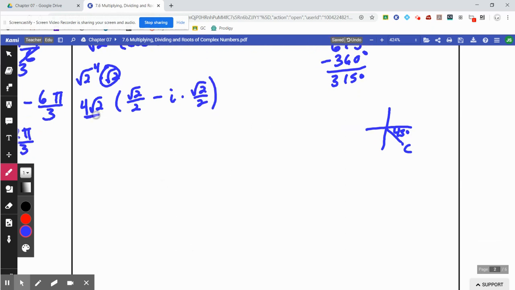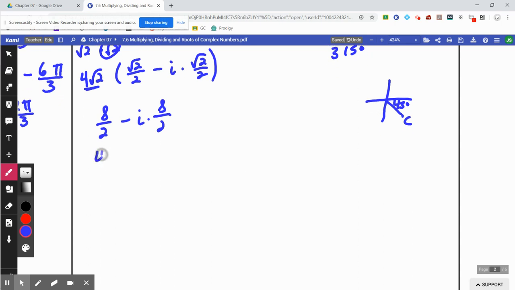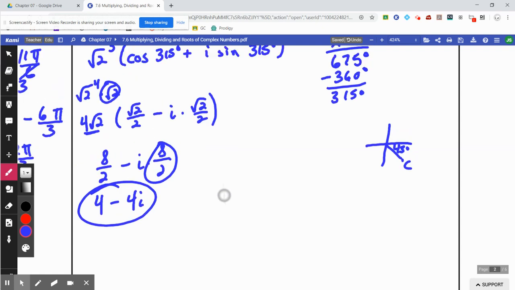So now when we distribute 4 root 2, 4 root 2 times root 2 will be 4 times 2, or 8 over 2, minus i times the same thing. 4 root 2 times root 2 will also be 8 over 2. So that would be 4, minus, let's go ahead and write this 4 first, 4 minus 4i is what you would get.